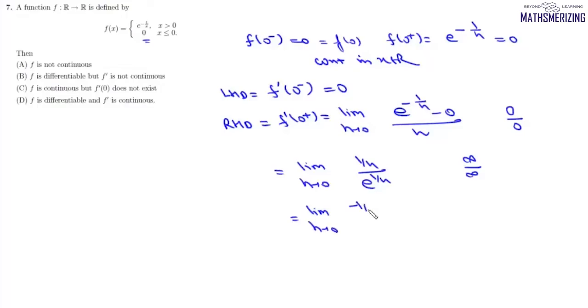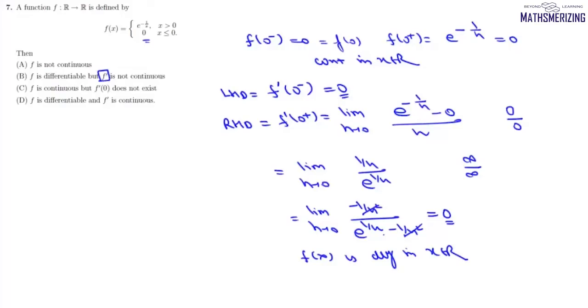Now the derivative of 1 upon h is minus 1 upon h², and the derivative of e to the power 1 upon h will be e to the power 1 upon h into minus 1 upon h². So we'll cancel. Now e to the power minus infinity is nothing but 0. So left hand derivative is 0 and right hand derivative is 0. So this function is differentiable at x equal to 0. So f(x) is differentiable for x belongs to R. Now we have to find whether its derivative f' is continuous or discontinuous.